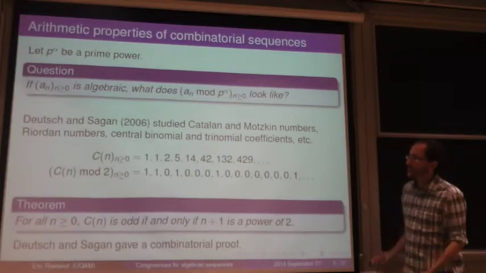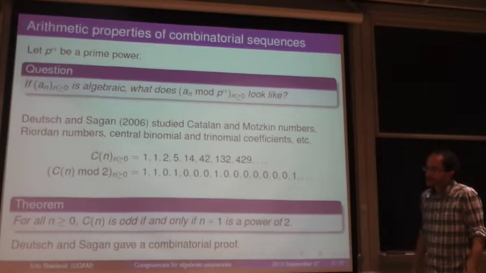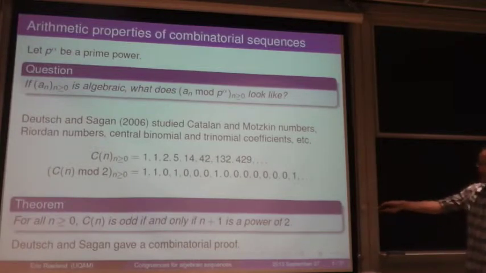And so that's where this sort of minor industry came from. They start off their paper by considering the Catalan numbers modulo 2. So here's the sequence of Catalan numbers again. Here they are mod 2.